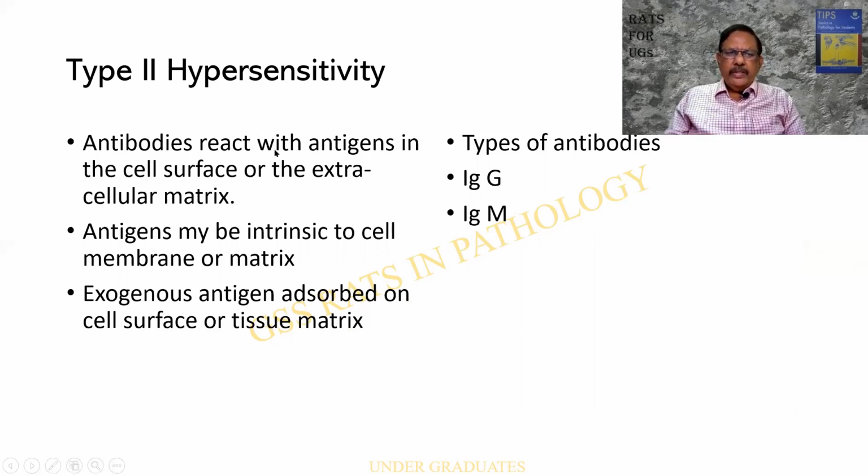Here, the antibodies react with the antigens on the cell surface or in the extracellular matrix. Every word of my class is important. The antigens may be intrinsic to the cell membrane or matrix, or the exogenous antigen gets absorbed on the cell surface or the tissue matrix. So, either the antigen may be present in the cell or the tissue itself, or sometimes it can be exogenous. They get stuck to the cell or to the matrix. And there are two types of antibodies, IgG and IgM antibody.